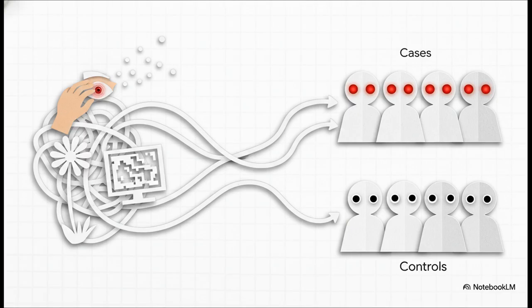Say we want to know what causes keratoconus. We find patients who already have it, we find similar people who don't, and we compare their past habits, like eye rubbing or allergies. Because we start with the disease already present, this is an incredibly fast and inexpensive way to study super rare diseases.